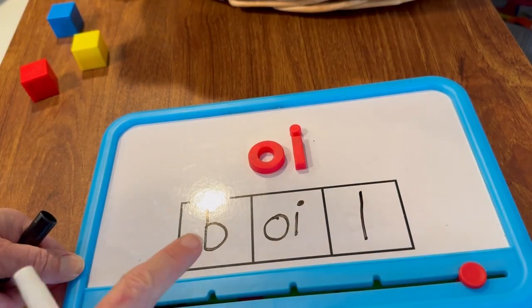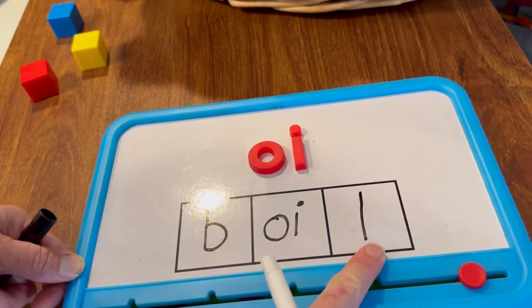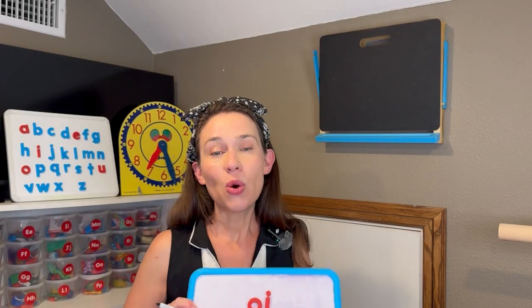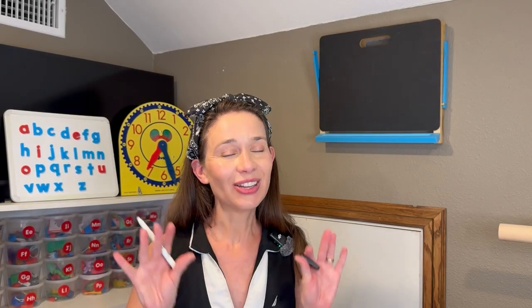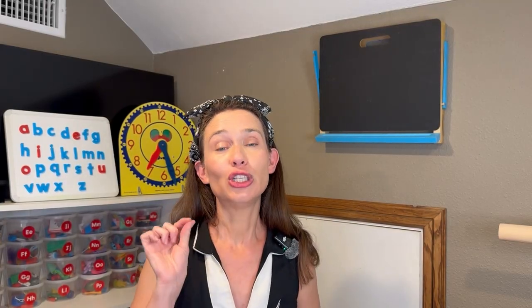Now we go to our last step. B, oy, ooh. Blend it, boil. And of course, when you're working with your child, you're going to have them do a lot of the interaction and the talking too. So you won't need to be doing that the whole time and talking. But in any case, those are the 4 steps to learning how to teach the OI and the OY without tears.